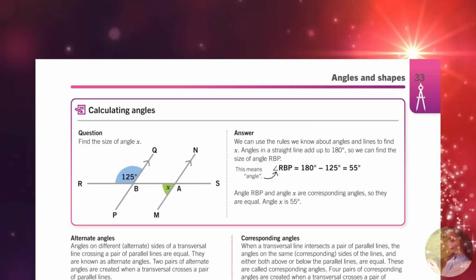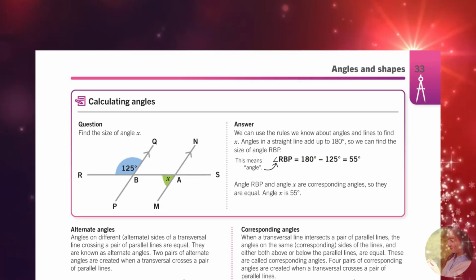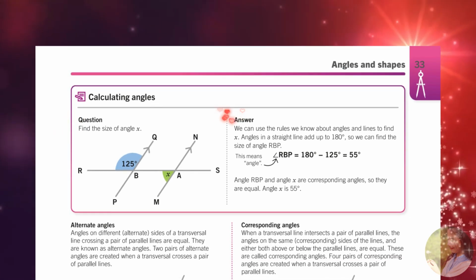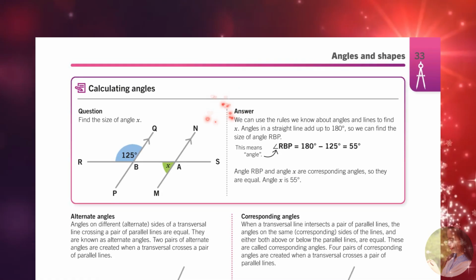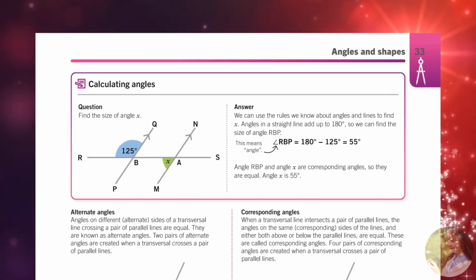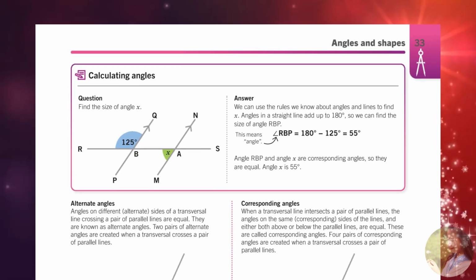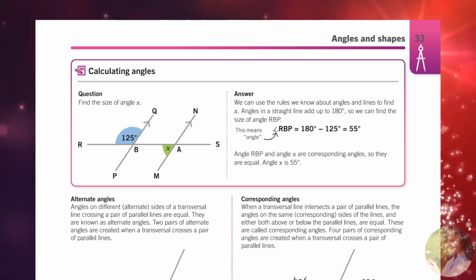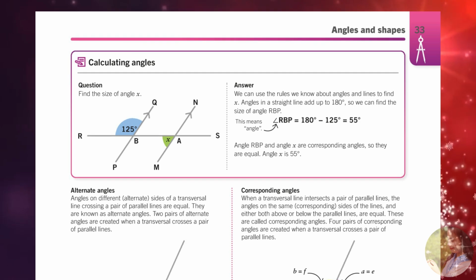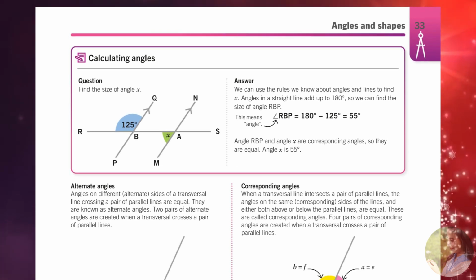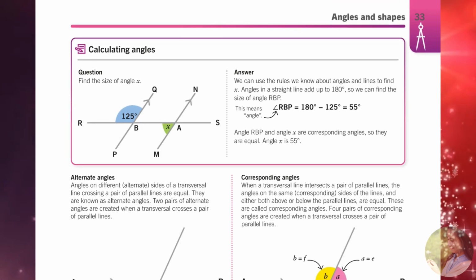Calculating angles. Question: find the size of angle X. Answer: we can use the rules we know about angles in lines to find X. Angles in a straight line add up to 180 degrees, so we can find the size of angle RBP. Angle RBP and angle X are corresponding angles, so they are equal. Angle X is 55 degrees.